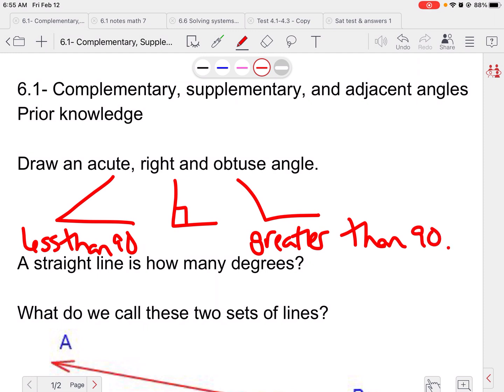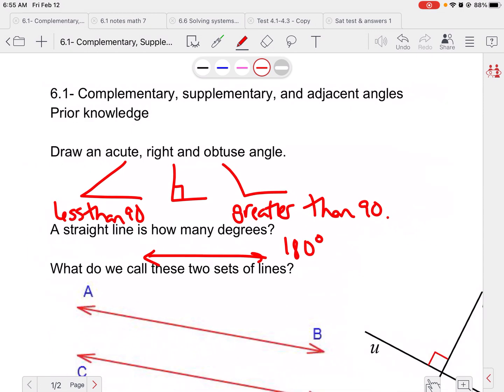Okay, and a straight line has how many degrees? Well, that's basically like two 90-degree angles, right? Because we could split it right in half there. So a line is 180 degrees. Okay, that's going to be important later on in this chapter.